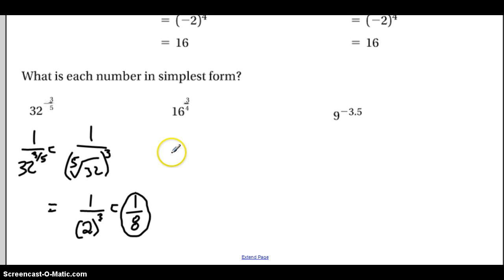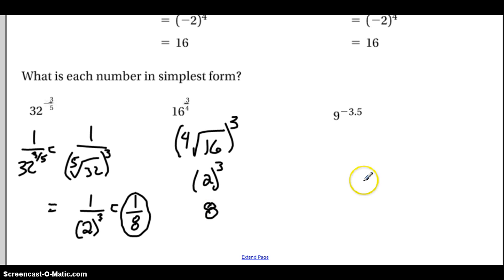Let's take a look at another one of these. 16 to the 3/4. Again, write it in radical form. Our index is 4. And raise that whole thing to the 3rd power. And 2 times 2 times 2 times 2 is 16. So the 4th root of 16 is going to be 2. To the 3rd power, that's going to be simplifying to 8. Just a coincidence, I'm sure.